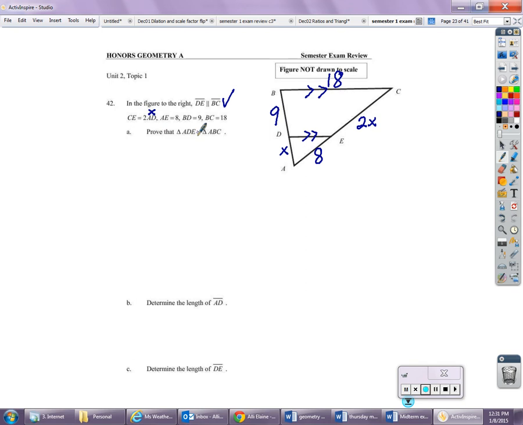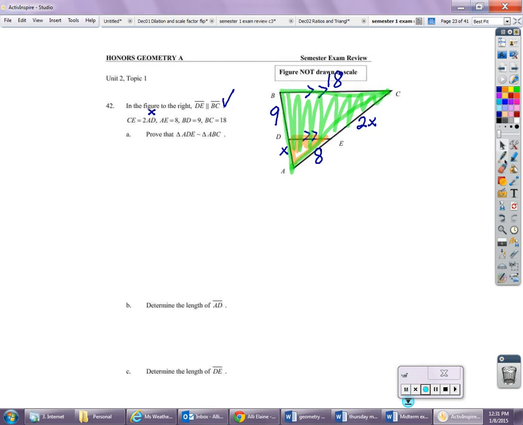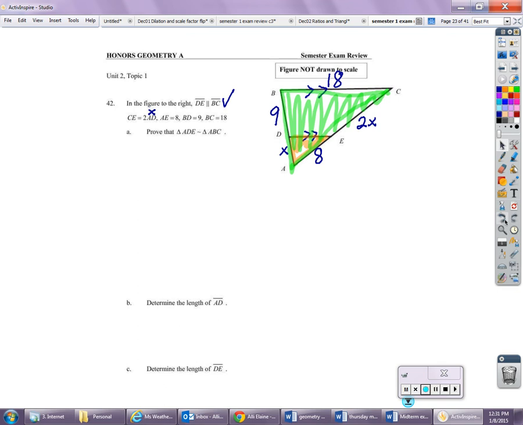Part A says, prove that the triangles are similar. So they want me to prove that the small triangle right here is similar to this big triangle. So we have those two triangles, and they are in fact similar. The reason you know this is because if the lines are parallel, you know that these angles are congruent because of CAP, corresponding angles, and you know that these angles are congruent because of CAP.